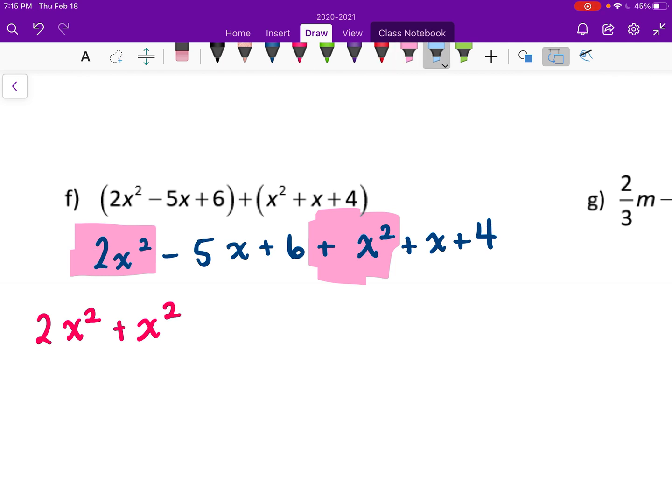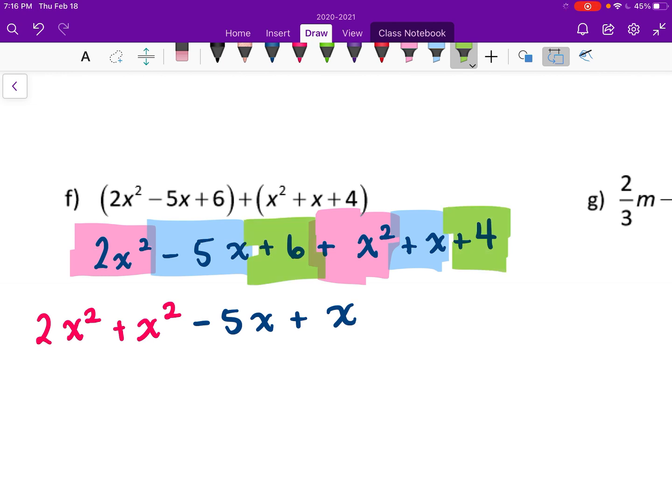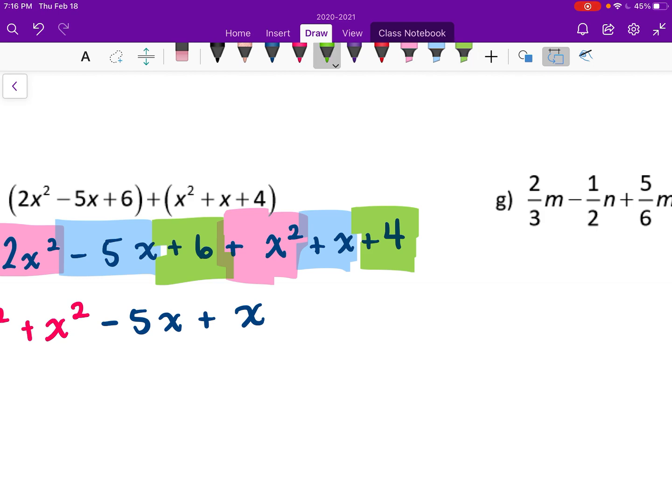Now I'm going to go, okay, let me find the minus 5. So, I'm taking the sign from in front, 5x, and then positive x. So I'm going to go write that in. Minus 5x, positive x. And then, last but not least, that's a positive 6 and that's a positive 4. They both don't have variables. They're just coefficients. So I'm going to add that in as well. So plus 6 plus 4.